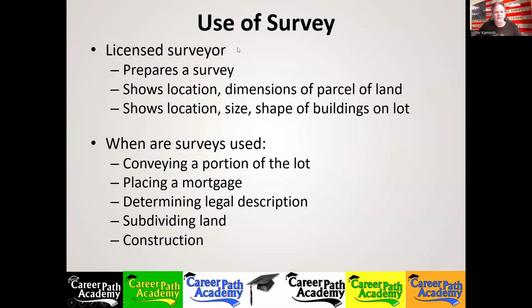All right. Now, a licensed surveyor prepares a survey, shows the location and dimensions of a parcel of land, and shows the location, size, and shape of the buildings on the lot. I showed you previously the survey for my property. And when are surveys used? Well, when we convey a portion of the lot, when you place a mortgage, when you're determining the legal descriptions, when you're subdividing land, or for construction. I told you I want to build a new, bigger shed on my land. I need to get a survey.